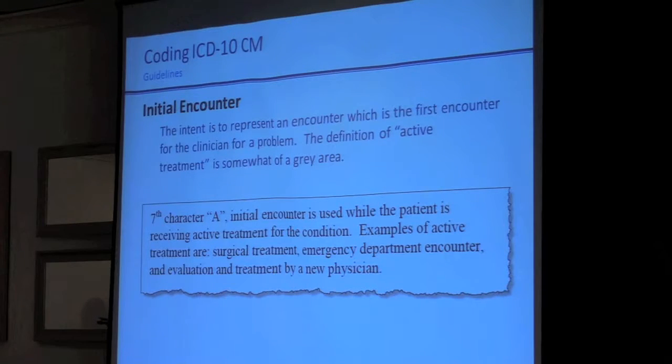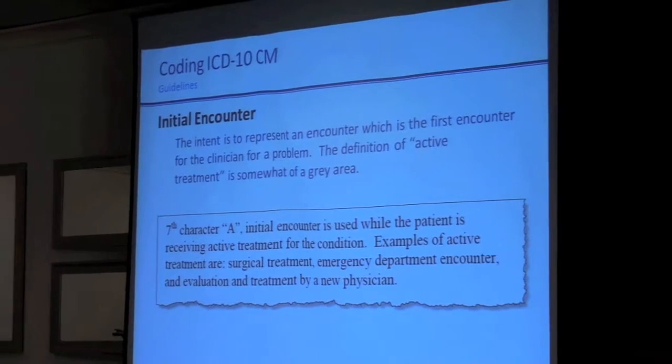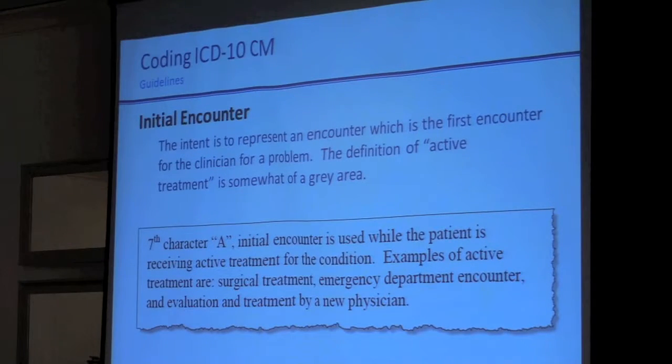Here we have this thing called initial encounter. Now I put that up because this is new. We never had initial encounter in ICD-9. An initial encounter, as we mentioned, can be a bit gray, and when you read the guidelines, it really doesn't clarify it a great deal. It talks about examples of active treatment. Initial encounter is used when the patient is receiving active treatment for the condition. Well, what is active treatment?